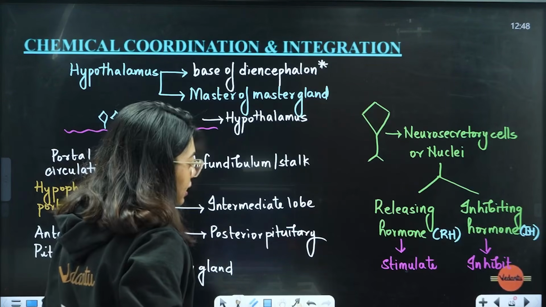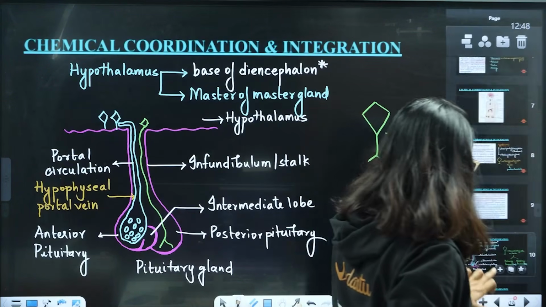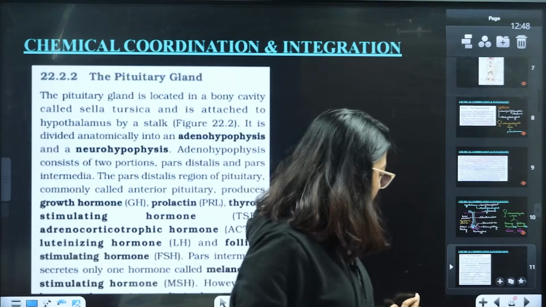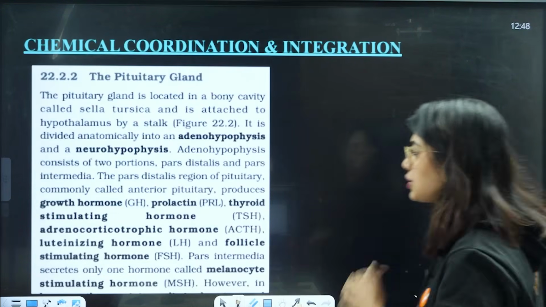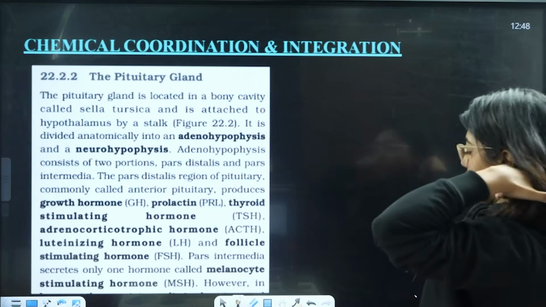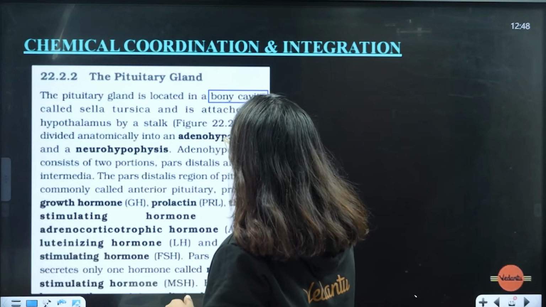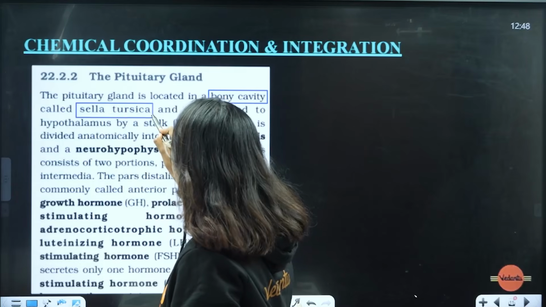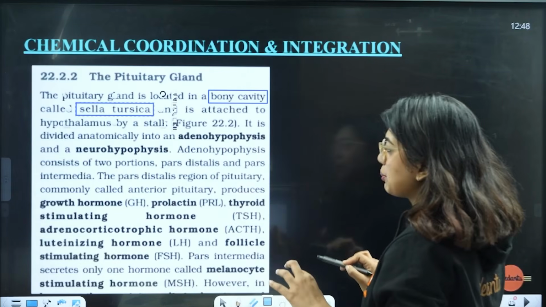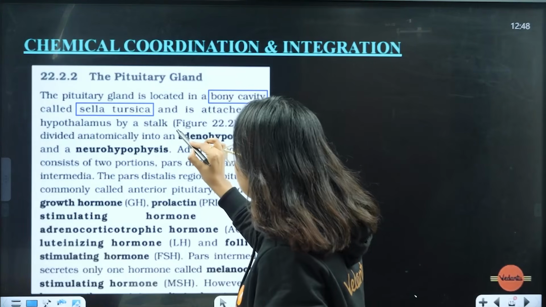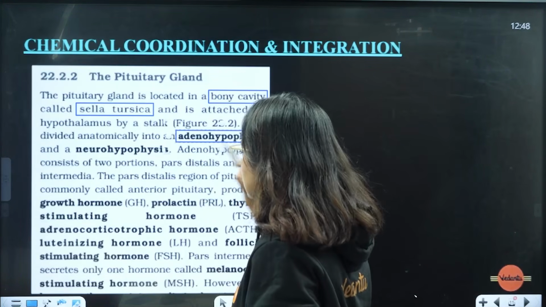So these neurosecretory cells are going to be there. Now we are going to understand the pituitary gland, as we have understood every line of NCERT. The pituitary gland is located in a bony cavity called sella turcica, and it is attached to the hypothalamus by a stalk or an infundibulum. It is divided anatomically into adenohypophysis and neurohypophysis.